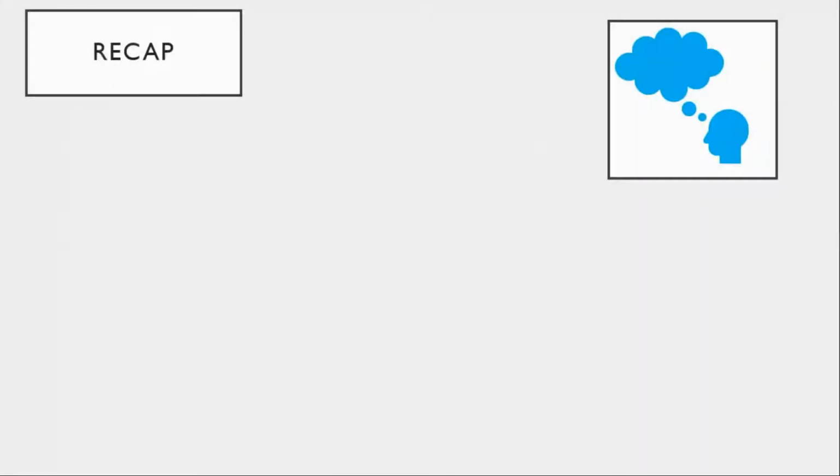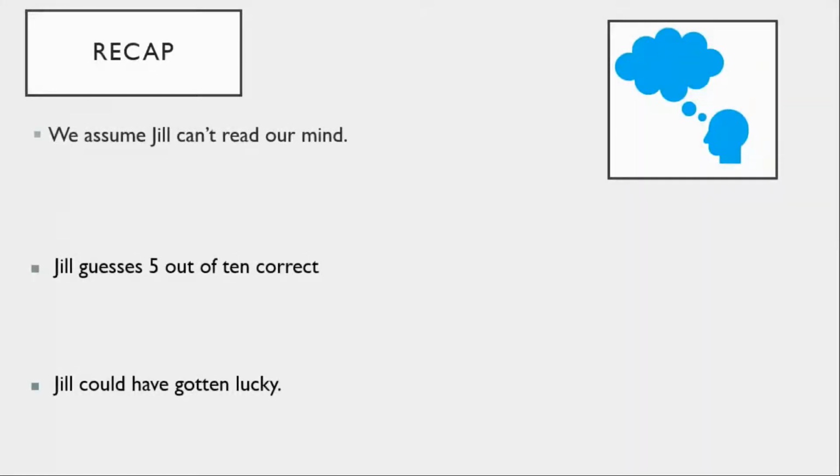So let's recap where we are right now. 3 key things have happened. The first is we assumed that Jill could not read our mind. We witnessed her actually get 5 out of 10 correct, and we need to keep in mind this whole time that she might have just gotten lucky.